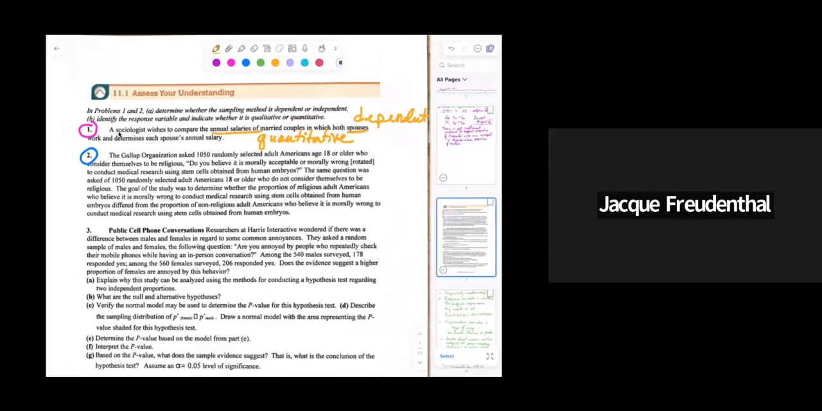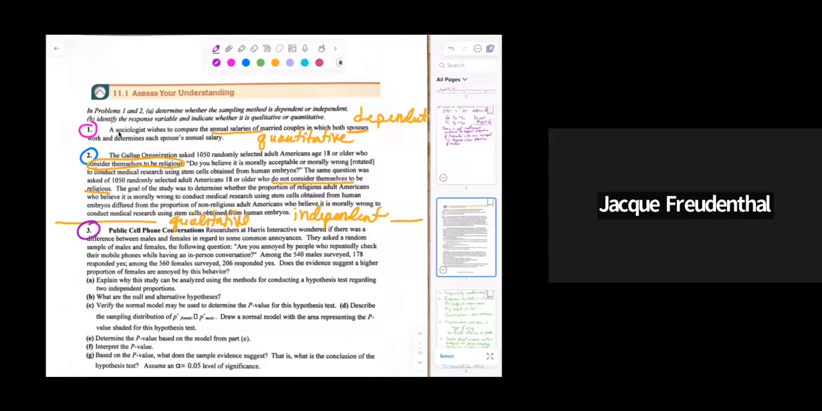The next one here, this is looking at the decision with two different groups. Okay, so we have a group that considers themselves to be religious and a group that does not consider themselves to be religious. So because those are two separate groups, that's the independence. And then you're just asking a question, is it morally acceptable or morally wrong? So therefore, that's qualitative. Okay, let's move on now.